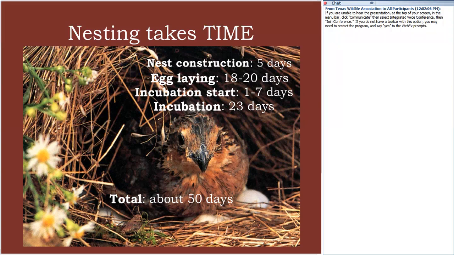So if we add up all those numbers, we find that the process of nesting successfully from start to finish is going to require about 50 days. And when your breeding season is really just 3 or 4 months, then that is a significant time commitment, bearing in mind that there are going to be nest attempts that are not successful, so some of them are not going to get through the whole process. But if you want to do it right and actually get chicks on the ground as a result of your breeding efforts, then that is the amount of time that it has to take.